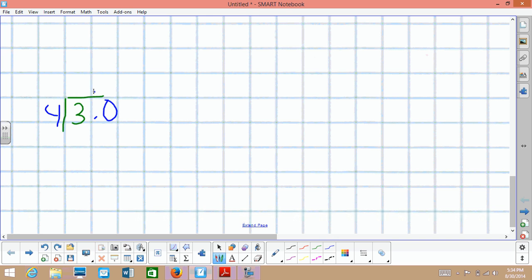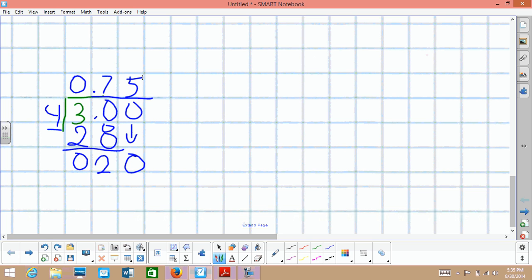So 4 goes into 3 zero times, and then 4 goes into 30. Well, 4 times 7 is 28. 4 times 8 is 32, so that's above 30, that wouldn't work. So we subtract here, I get 2, that is 0. Then you add another 0, bring it down. It turns that into a 20. 4 times 5 gives me 20, and that is 0.